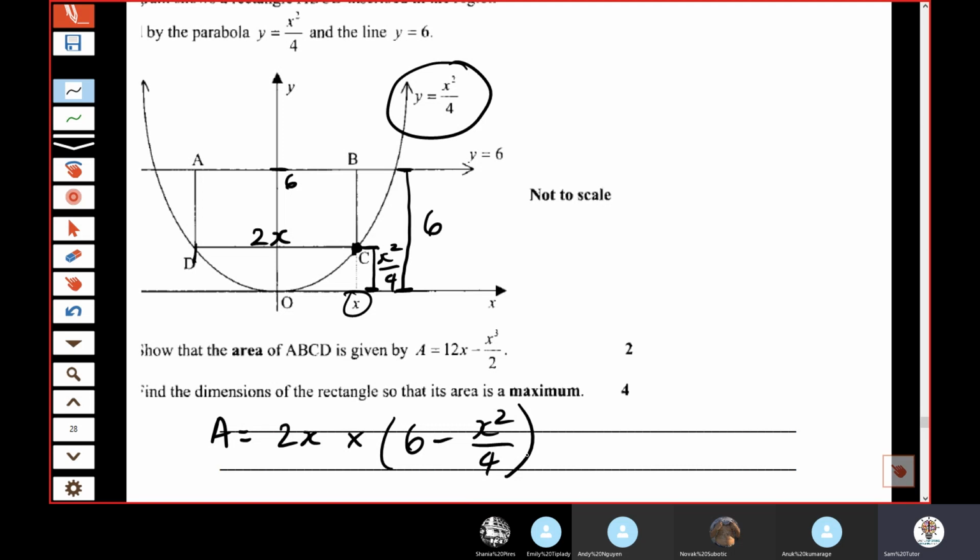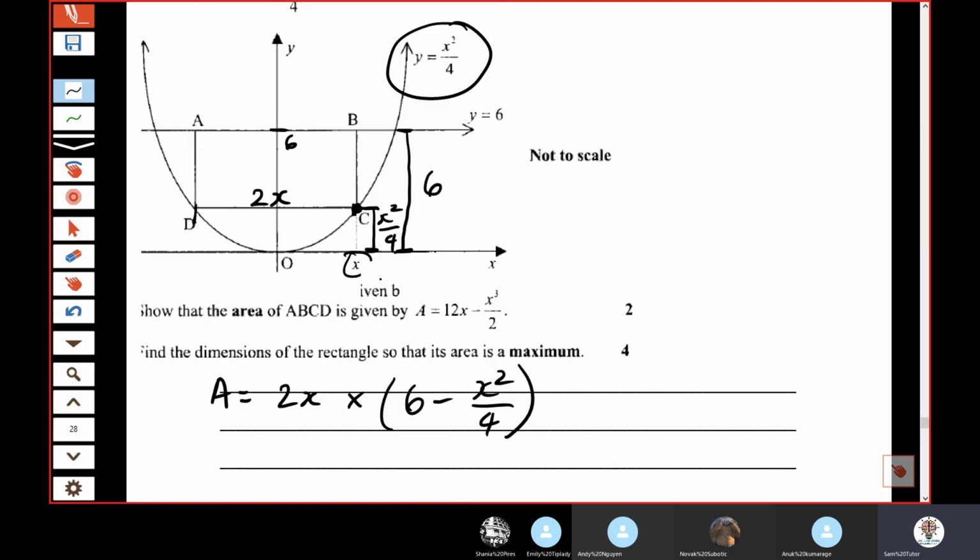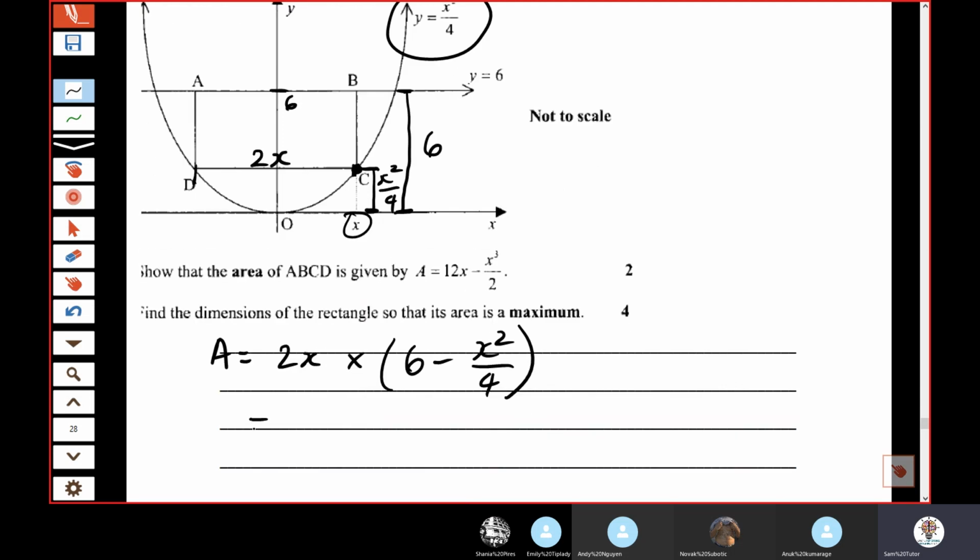Just going from the conversation you and I had the other day, you can see the theory there. You've got to know that stuff. You can't just always jump into harder and harder questions. You've got to understand: if I see an x, how do I usually find y? Just sub it in. Don't overcomplicate it. All right, expand it. I think we can all see the answer there: 12x minus x cubed on 2.